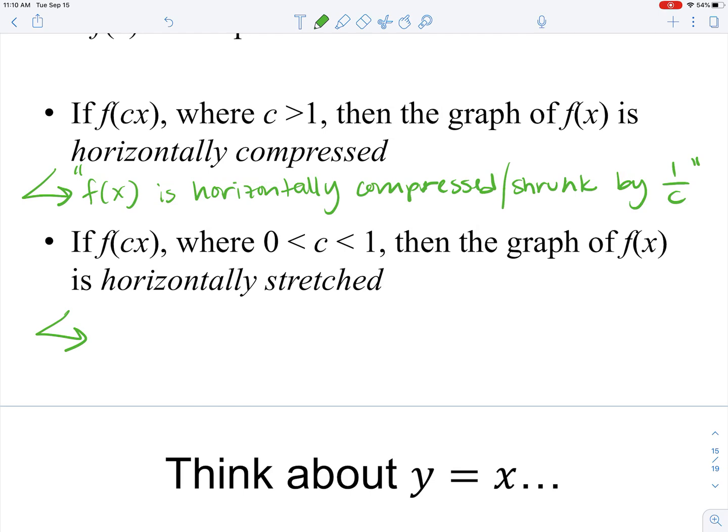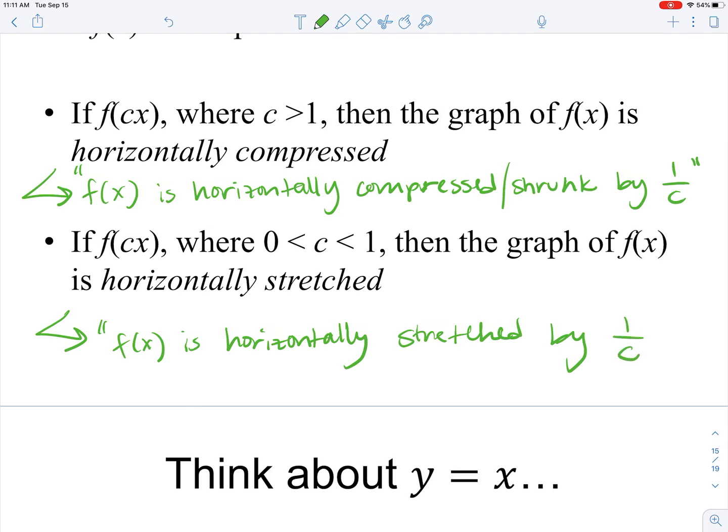And for horizontal stretch, we say f of x is horizontally stretched by 1 over c for that same reason. It describes what we are multiplying our inputs by.